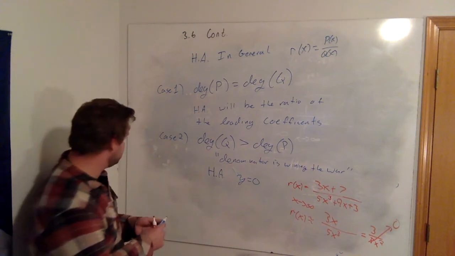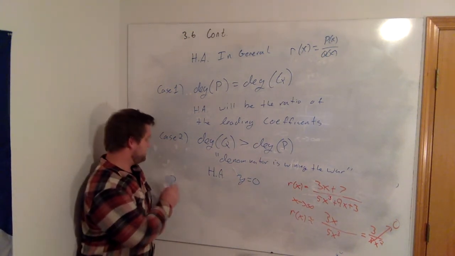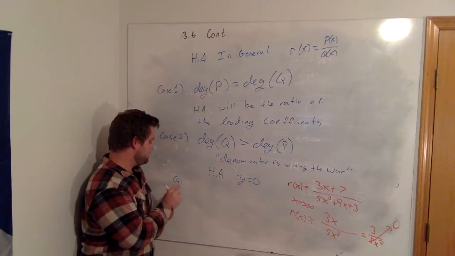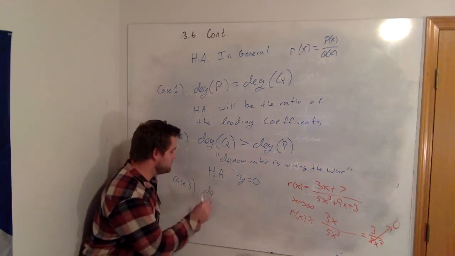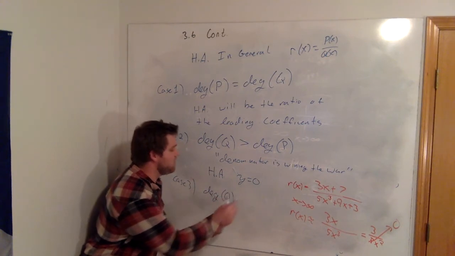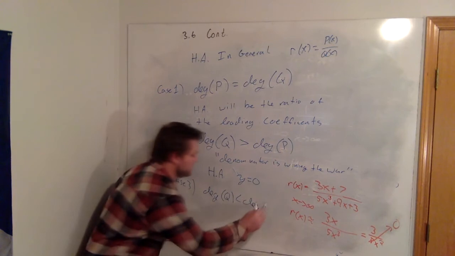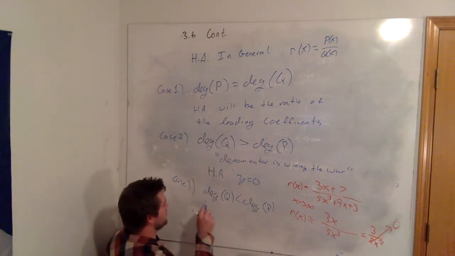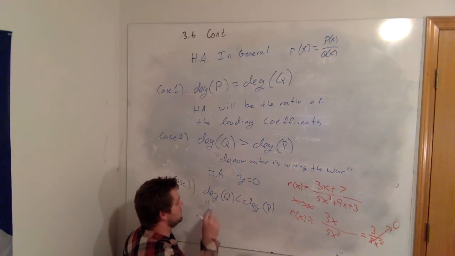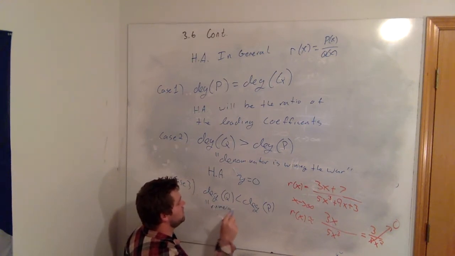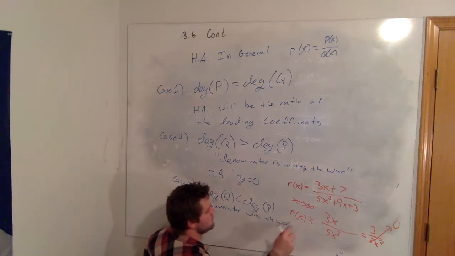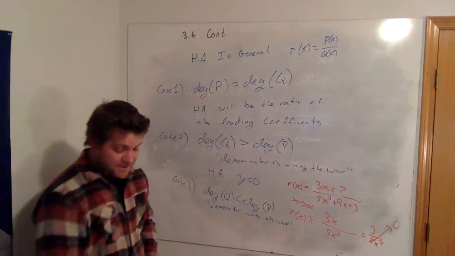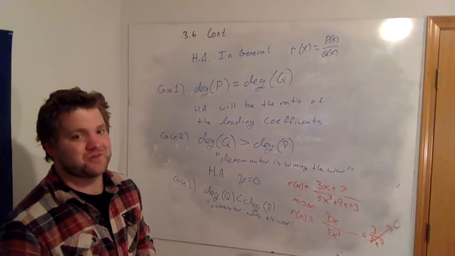Okay, the last case, case 3. This is something we'll examine in greater detail in another lecture. What happens when the degree of q, the degree of the denominator, is less than the degree of the numerator? In this case, the numerator wins the war. Well, what's going to happen here is we're actually going to have no horizontal asymptotes.